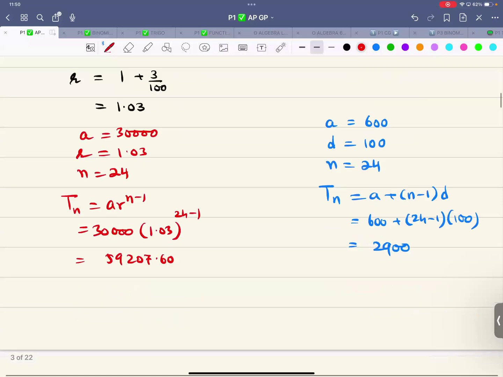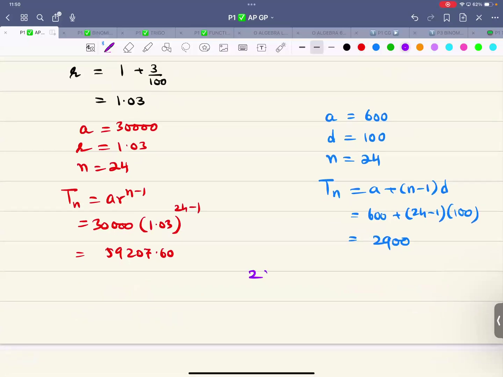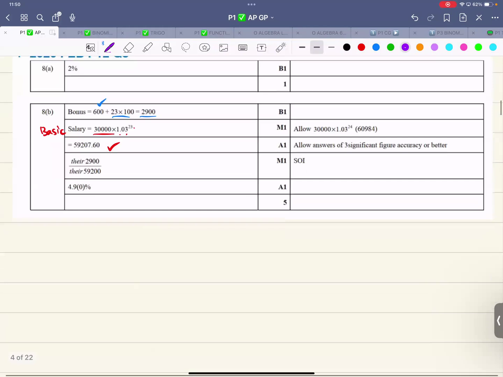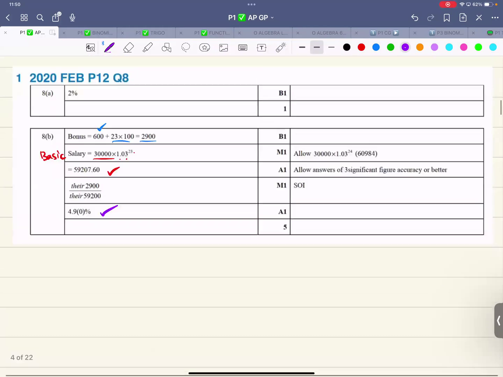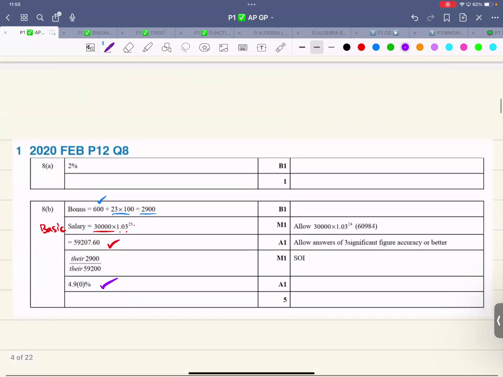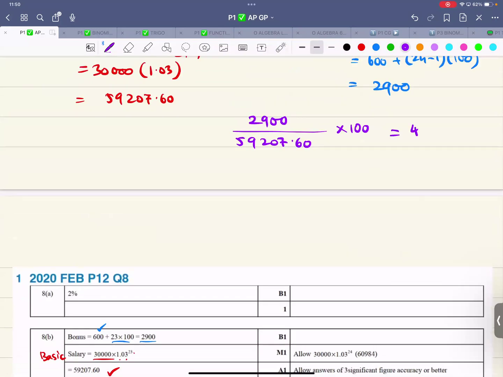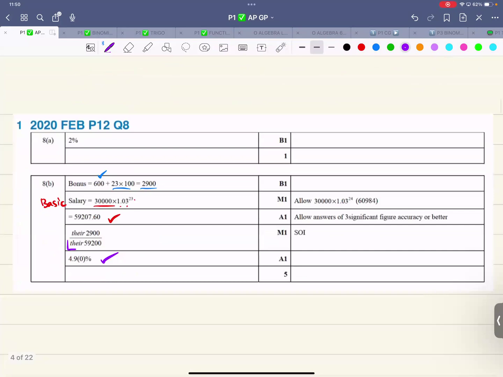So now the final answer is 2900 divided by 59207.60 into 100. Whatever the answer comes, that answer should be in percentage. Now this comes out to be 4.9%. Now look at this thing. They have written 59200.